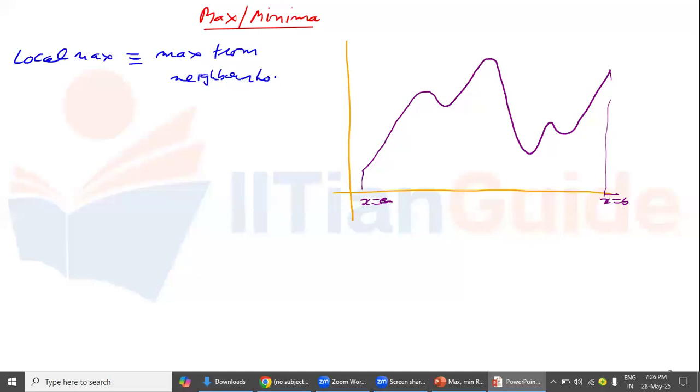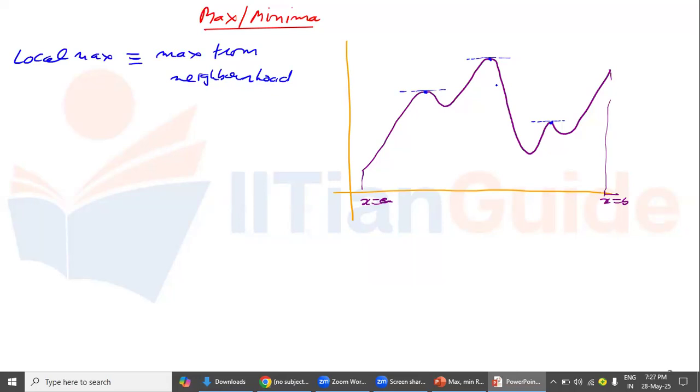In the graph, if you observe, at this point the value of the function is maximum from the neighborhood points. So this is one maximum. Similarly, at this point the value of the function is maximum from the neighborhood points, which are very close to this point. It is a local maximum. Similarly, at this point, it is maximum from the neighborhood, a local maximum. So I am getting three local maxima. Am I right?